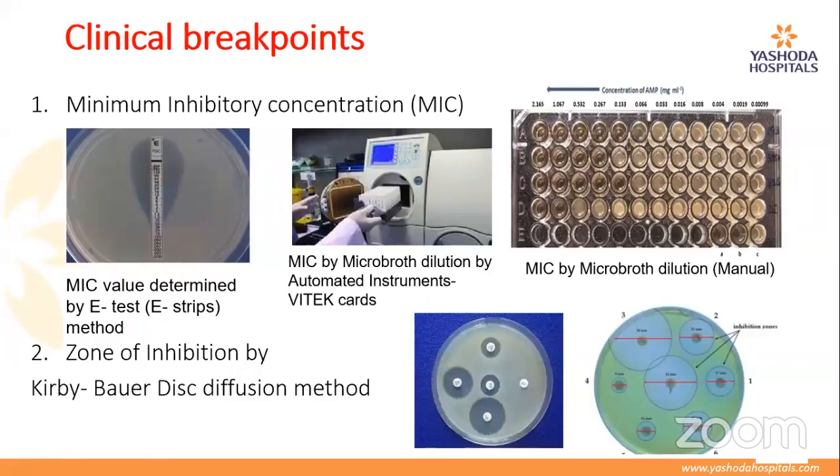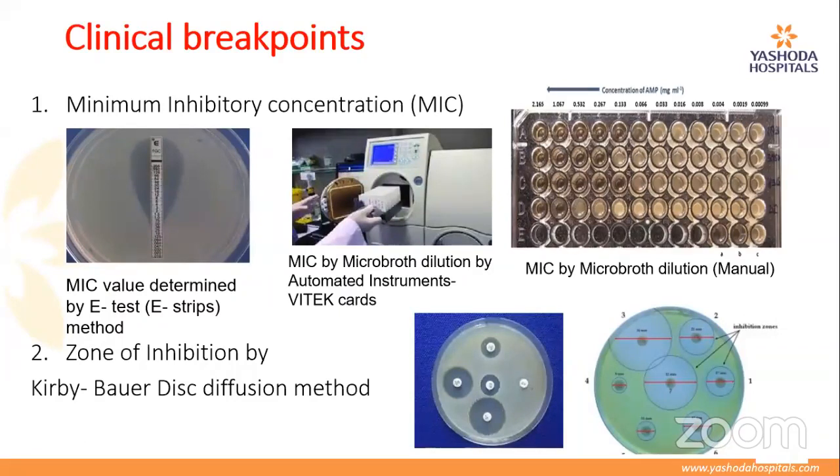Here is a report we normally get. This is a blood culture report where the organism was detected as Klebsiella pneumoniae. Here all the antibiotics which we tested are given, and these are the groups. The antibiotics are given in groupings.